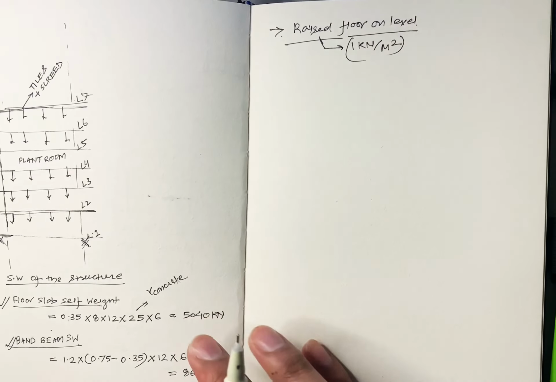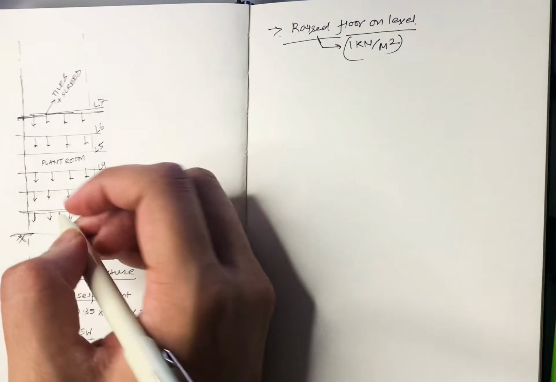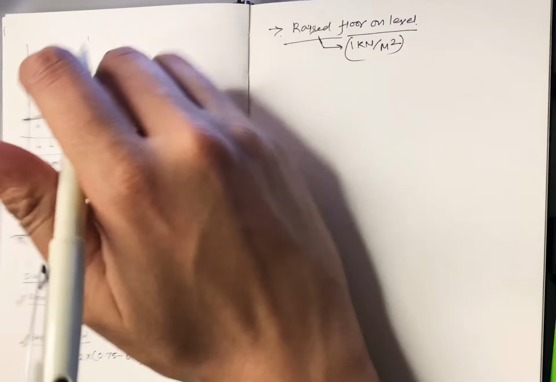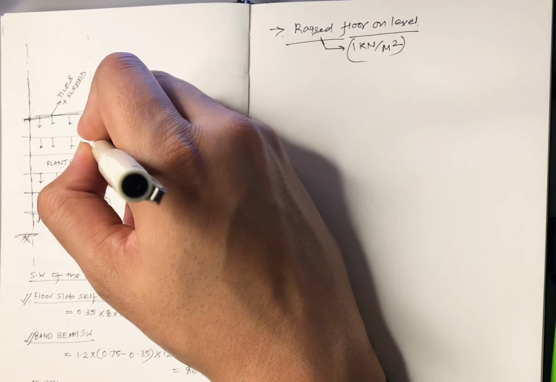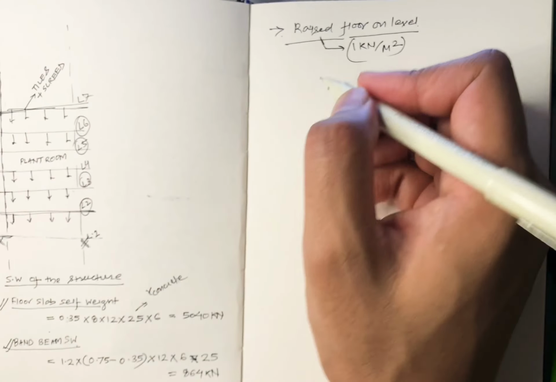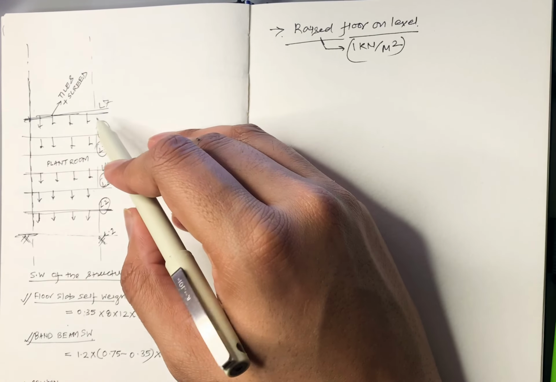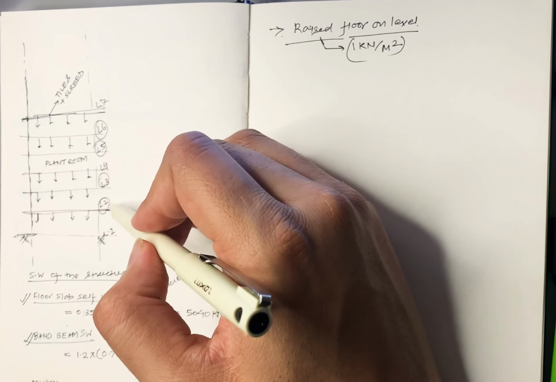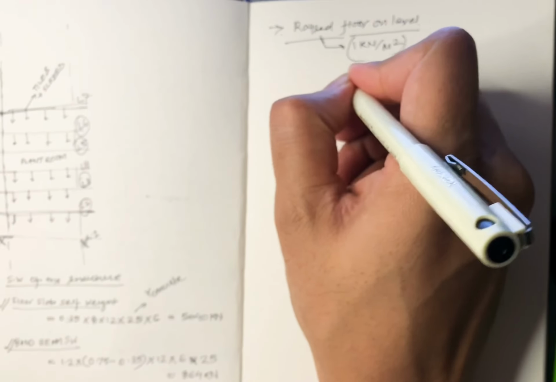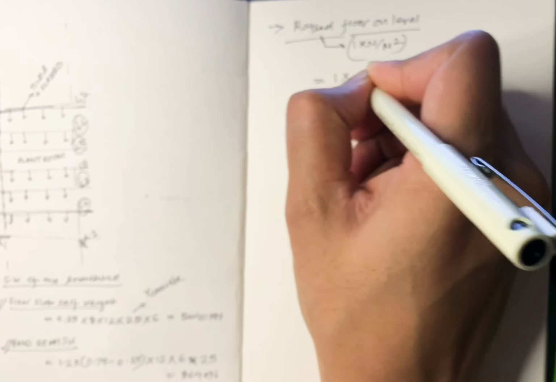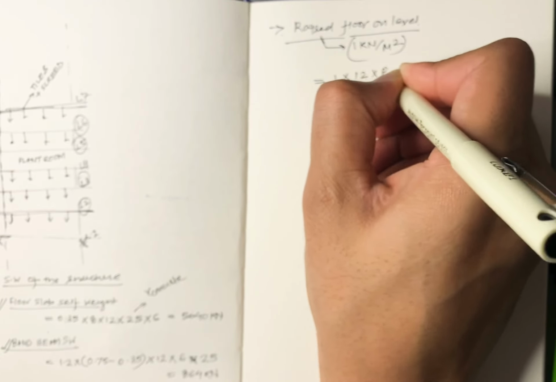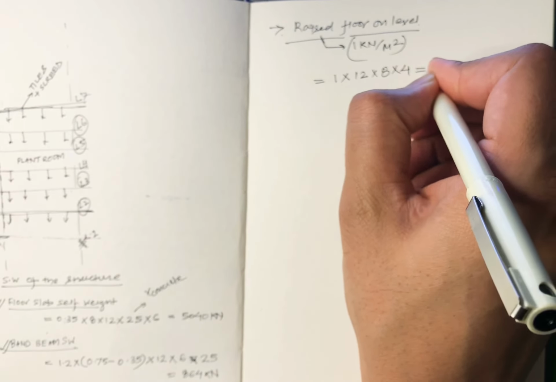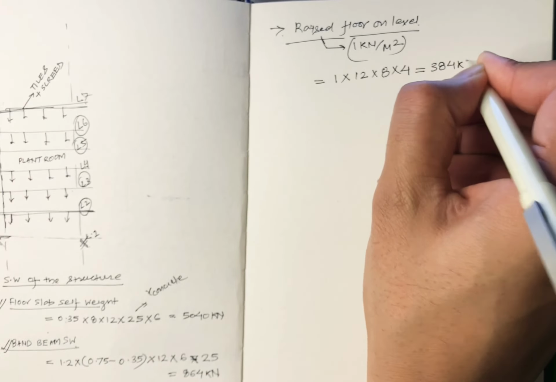Raised floor on 4 levels, that is 2, 3, 5 and 6. Okay, so 2, 3, 5, 6, because on 7 we have the roof, and 4 we don't need anything, this is the plant room, so only 4 floors are left. So we need to multiply with that 1. The grid size is 12 by 8, and then you multiply that by 4. That's it. It's 384 kilonewton. Good.